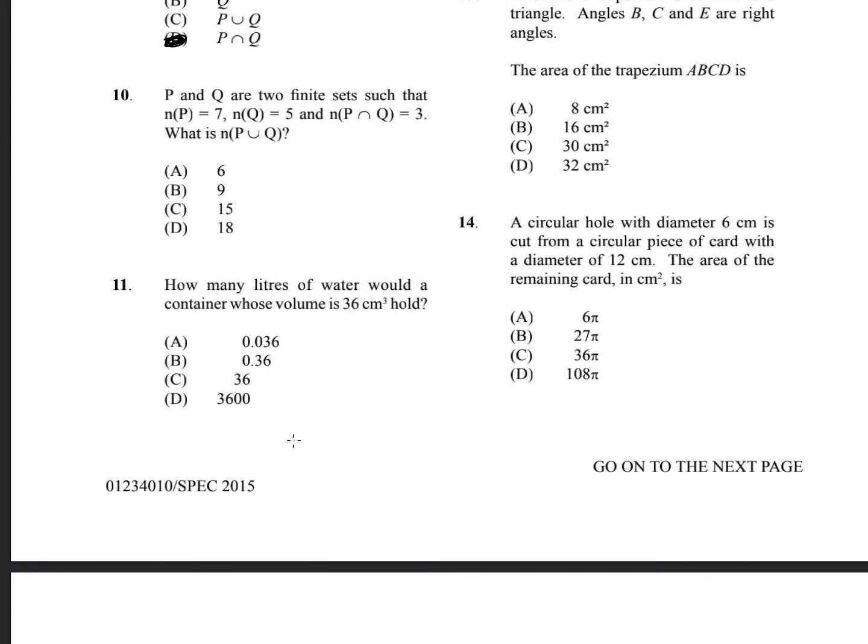Number 10. P and Q are two finite sets such that P is equal to 7, Q is equal to 5, and P intersecting Q is equal to 3. What is P union Q? Your answer here will be B. The answer is 9. Moving on. Number 11. How many liters of water would a container whose volume is 36 centimeters cube hold? Having done the work, the answer is A.